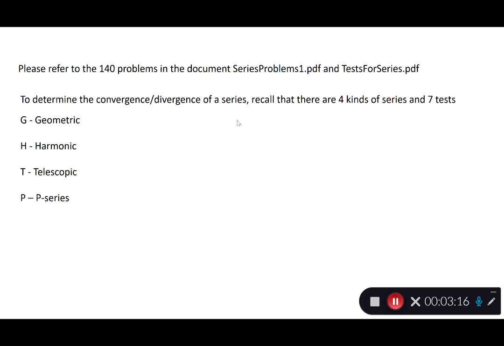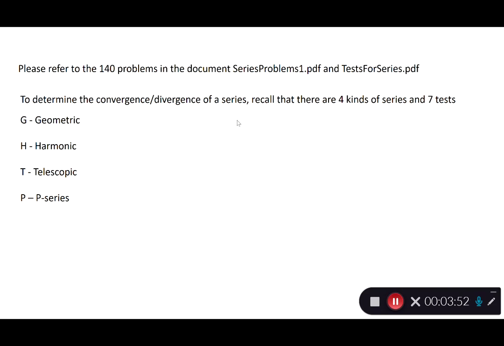So the reason I'm saying this is, as soon as you see a series problem, test for convergence, ask yourself, hey, is this a geometric series? If it is, then we know that if the absolute value of r is less than 1, the series converges, you're done. And if the series happens to be a harmonic series, we know the series diverges. Keep in mind, we are just trying to figure out whether a given series converges or diverges, right? Telescopic, don't worry about that one.